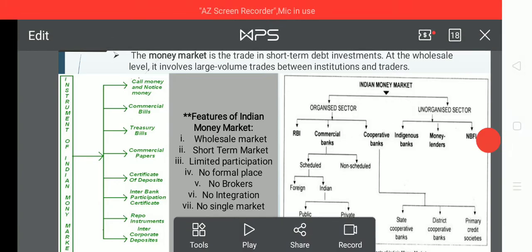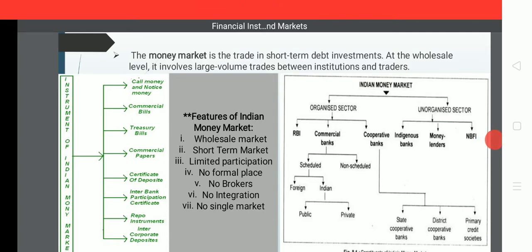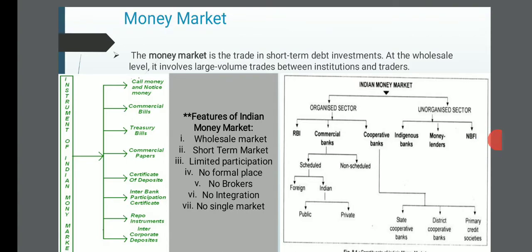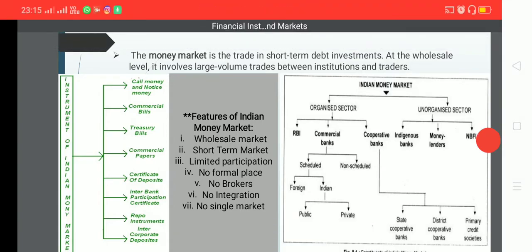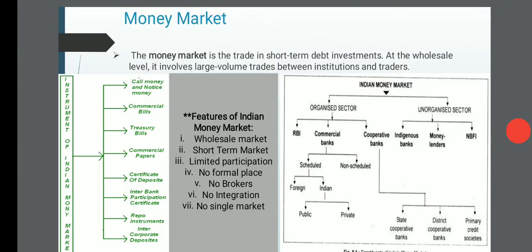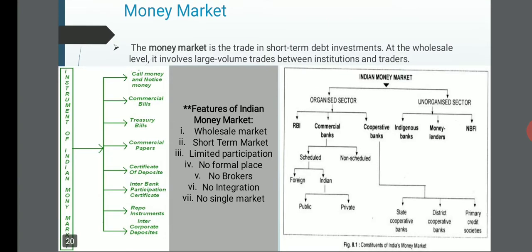What are the features of Indian money market? It is a wholesale market. It is short-term market, always short-term market. A limited participation. Retail investors don't participate in the money market. No formal place. It is wholly traded electronically. There is no formal place of a money market. There are no brokers involved. There is no integration of services. No single market. So it is diversified market.